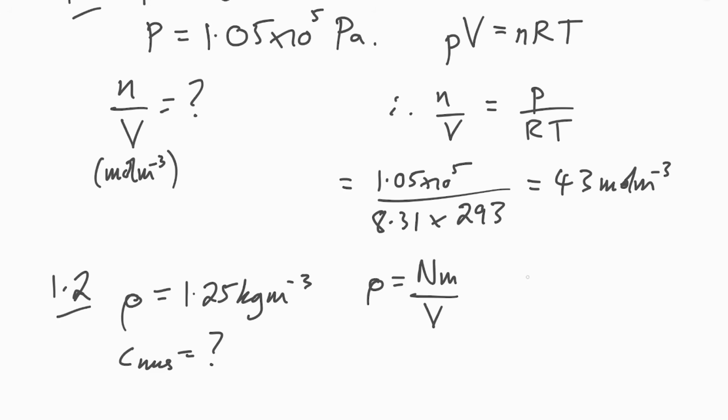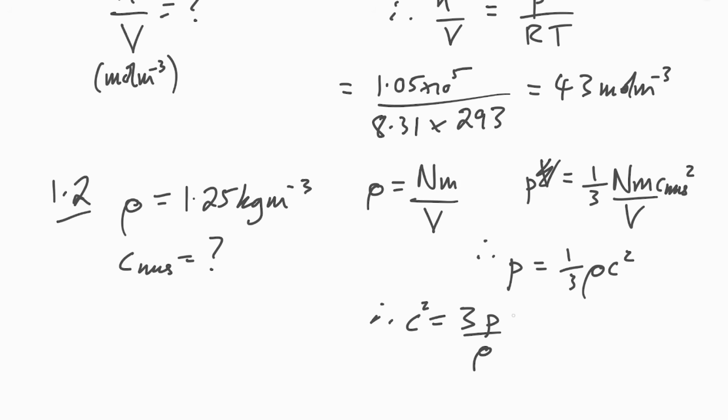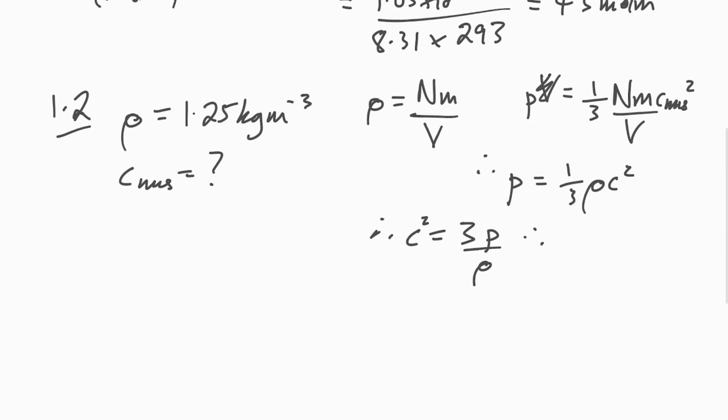So we are going to need our other equation. PV equals, this is in the formula sheet, which is good, a third N m c_rms squared. So we can see that we have Nm and V in there. So we're going to pop V over here. And so we can say pressure is equal to a third times the density times c squared. So c squared is equal to 3P, taking a third over the other side, divided by the density. So c is just going to be the square root of all of that.